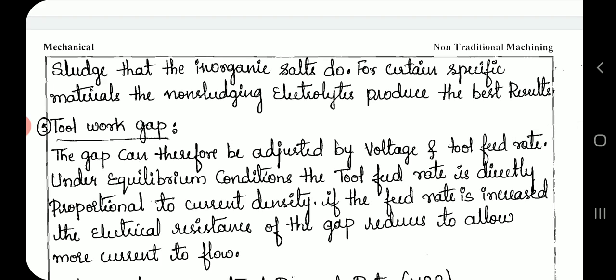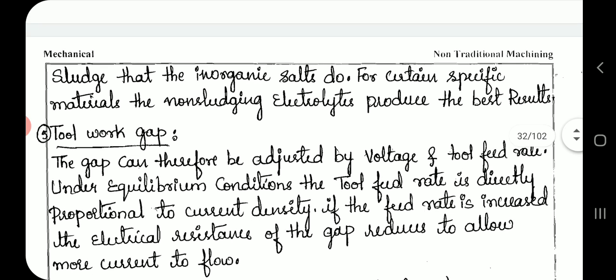Tool work gap. The gap can therefore be adjusted by voltage and tool feed rate. Under equilibrium conditions, the tool feed rate is directly proportional to current density. If the feed rate is increased, the electrical resistance of the gap reduces to allow more current to flow.